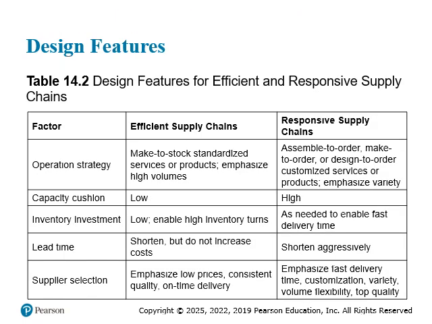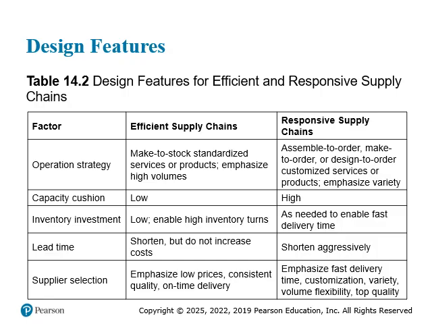Some of the design features that go along with that targeting of our supply chain toward efficiency or responsiveness will have to do with how we do our operations planning in the supply chain. Generally, if we're thinking about efficient supply chains, we'll make to stock standardized products. We'll emphasize high volumes. We're more likely to be shipping in truckload full quantities or larger. And we're really focused on figuring out ways to generate economies of scale.